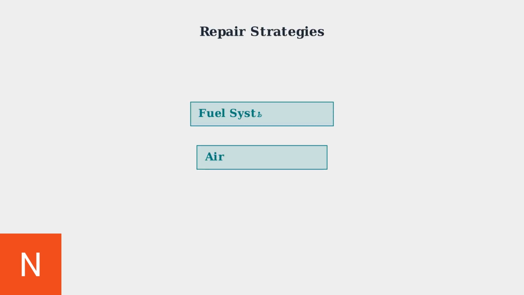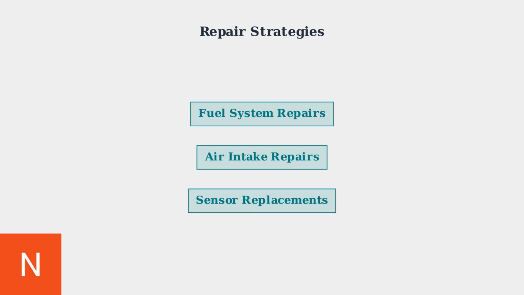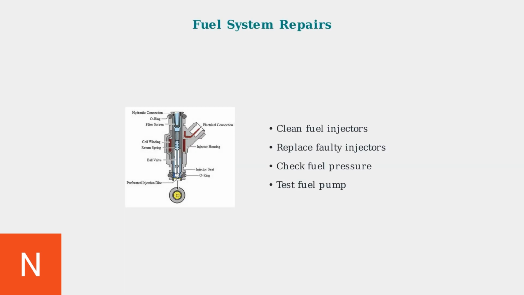Repair strategies depend on the root cause identified during diagnosis. The 3 main categories are fuel system repairs, air intake system repairs, and sensor replacements. For fuel system issues, cleaning or replacing fuel injectors is often necessary. Clogged injectors disrupt proper fuel delivery, causing rich or lean conditions that trigger the P219A code.